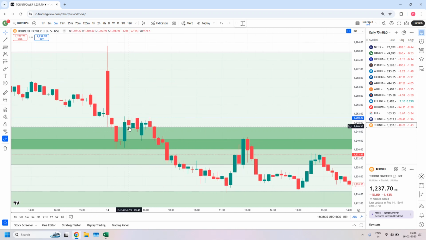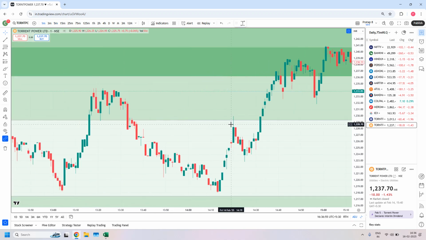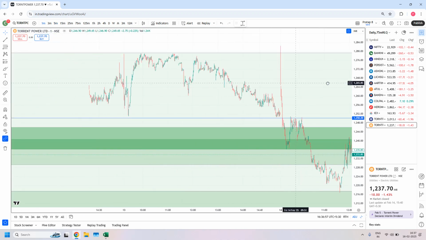But here, have you noticed there is a gap here? That is the one that held the prices for a lot of time. Go to the 1 minute. 1 minute zone is not clear.